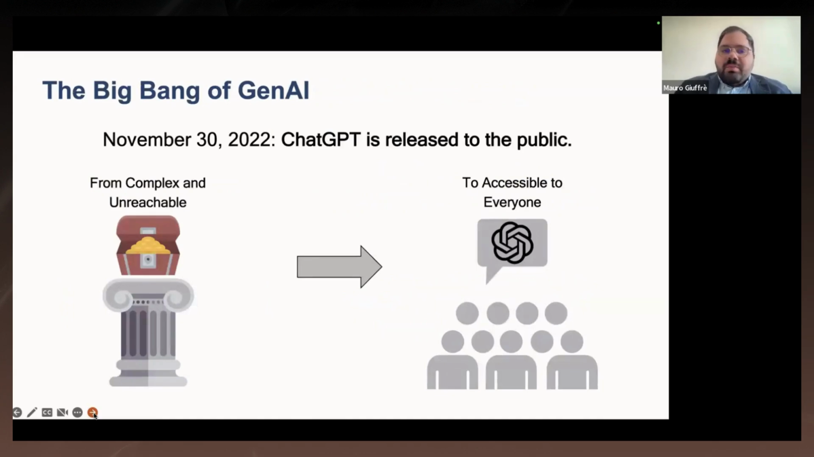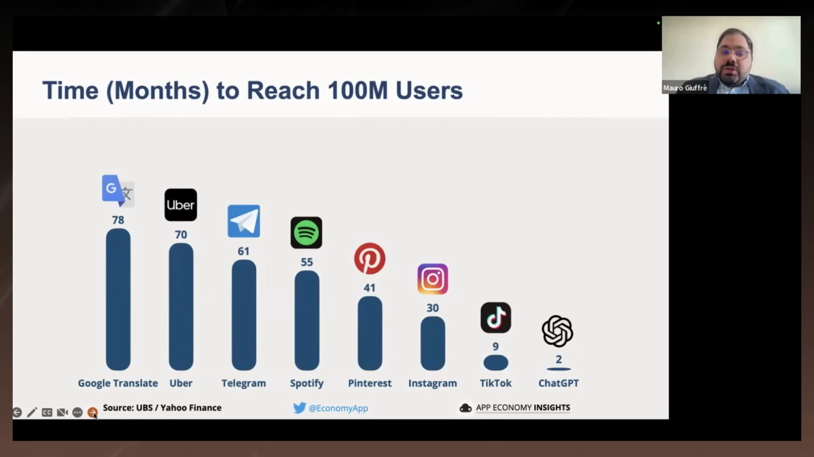Why are we talking a lot about generative artificial intelligence? What happened in the past few years? In November 2022, ChatGPT was released to the public, and this brought artificial intelligence applications from something deemed complex and unreachable to something that is accessible to everyone and everyone is using. The impact was so huge that ChatGPT reached 100 million users in just 2 months. If you compare it to other applications like Telegram, Spotify, or Instagram, Instagram for example took 30 months to reach 1 million users. So you can see how much interest there was and how many people were using this application in just a few months from its release.